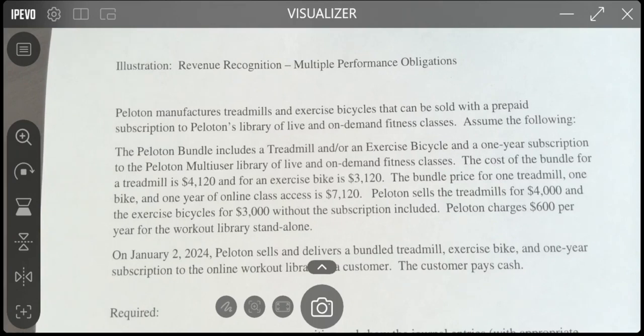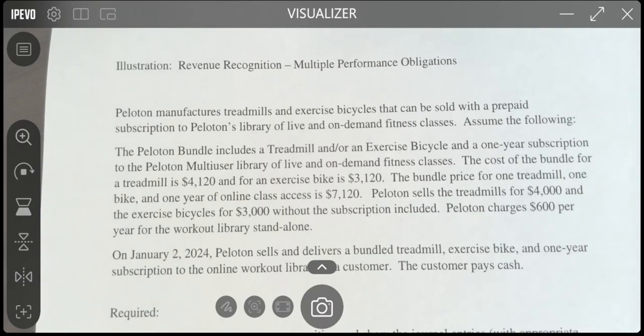The bundle price for one treadmill, one bike, and 1 year of online class access is $7,120. So you save yet another $120 if you get all three. Peloton sells the treadmills for $4,000 and the exercise bikes for $3,000, without the subscription included. You saw that in the earlier case. And Peloton charges $600 per year for the workout library standalone without purchase of equipment. You saw that in case 2.